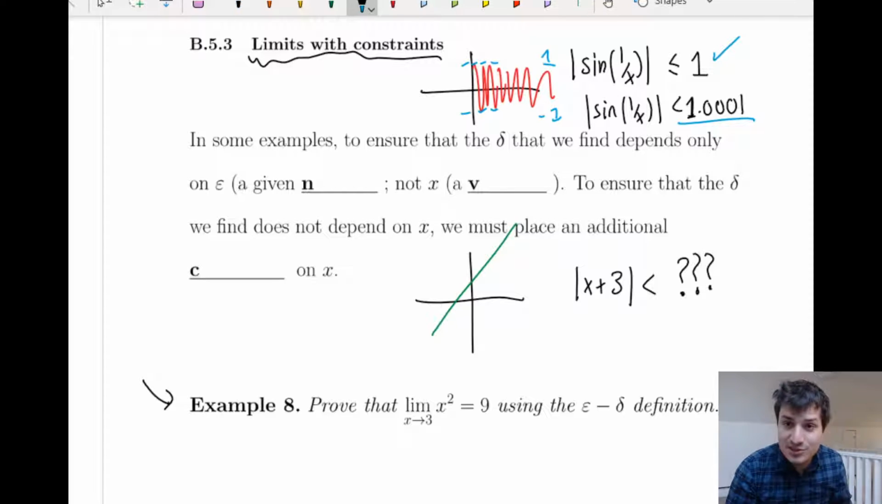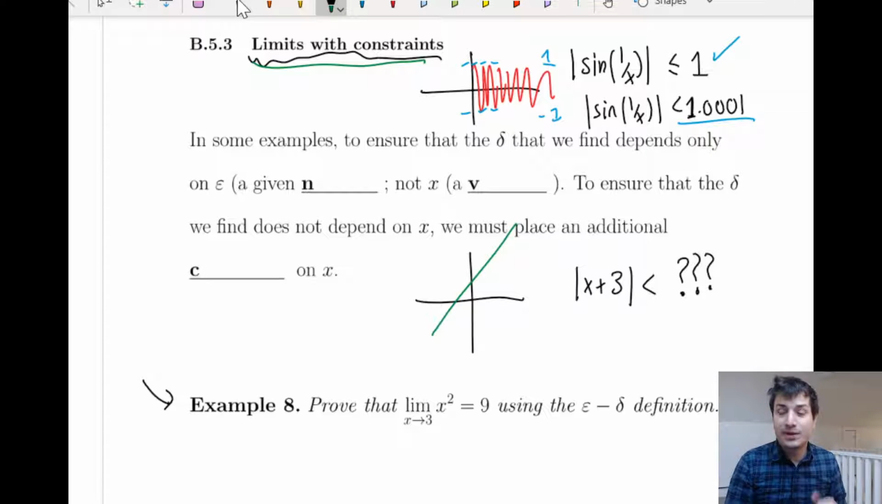But in the graph of x plus 3, there is no way to sandwich it between any number. So that's a problem. What we're learning right now, limits with constraints, is a way to get around this problem. Instead of looking at all possible x values, we're going to limit our scope to just looking at some x values, and we're going to make the epsilon delta proof work with that limitation.